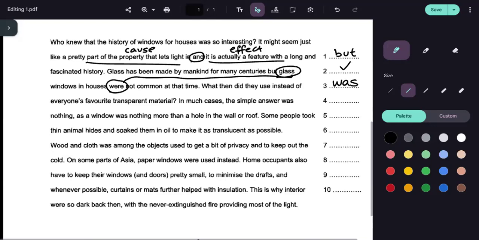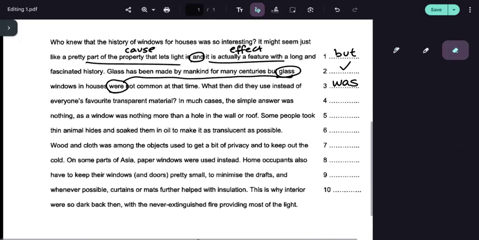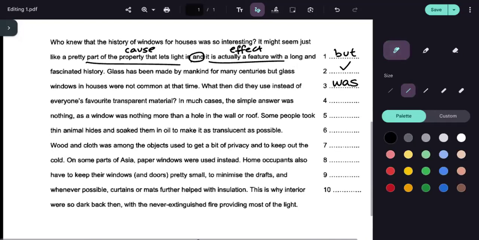Okay, so I think there's no error for this one. Let's continue. Next, "in much cases"... okay, everyone's favorite transparent material. "In much cases, the simple answer was nothing, as a window was nothing more than a hole in the wall or roof." So this one will be not "much" but "such", because it doesn't happen to a big audience.